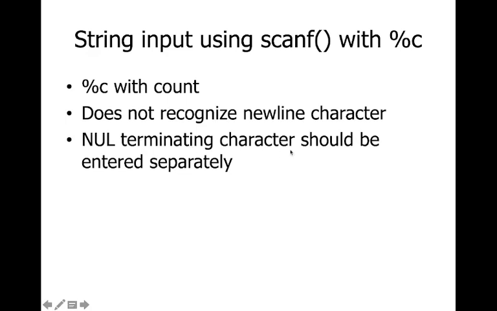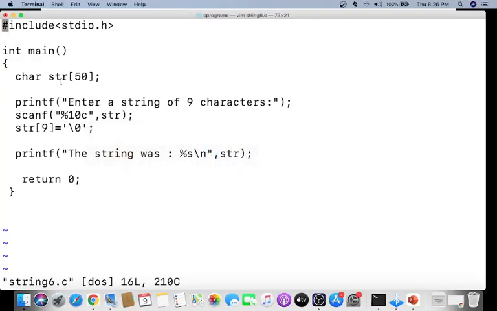So the null terminating character should be entered separately. This is an important thing to note. With the previous scanset in scanf, the null character is automatically appended at the end of the string, so we need not explicitly add it. But when you use percentage c, this null terminating character, that is \0, should be entered separately. So we will see an example. We have declared str of 50. Now you are asked to enter a string of 9 characters.